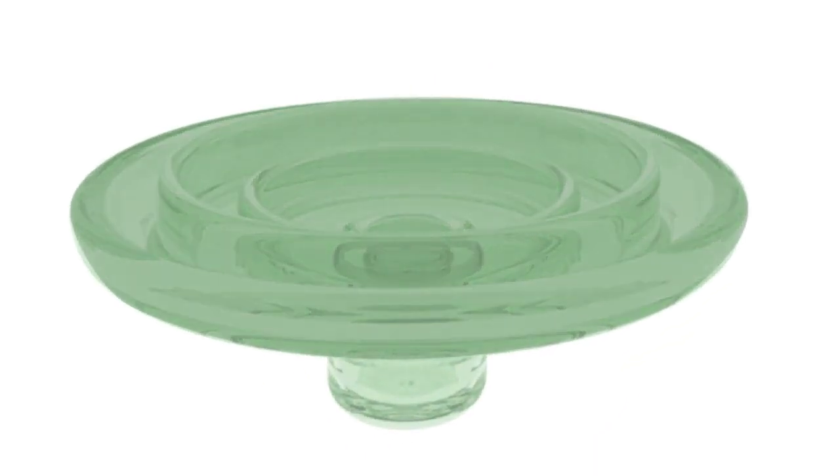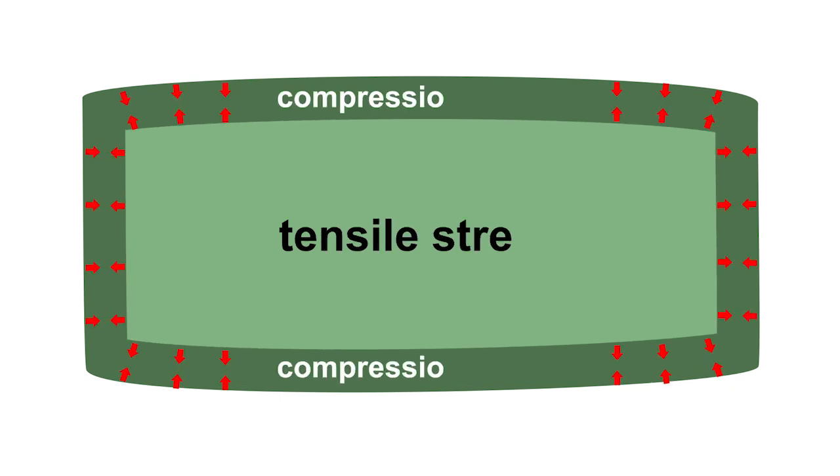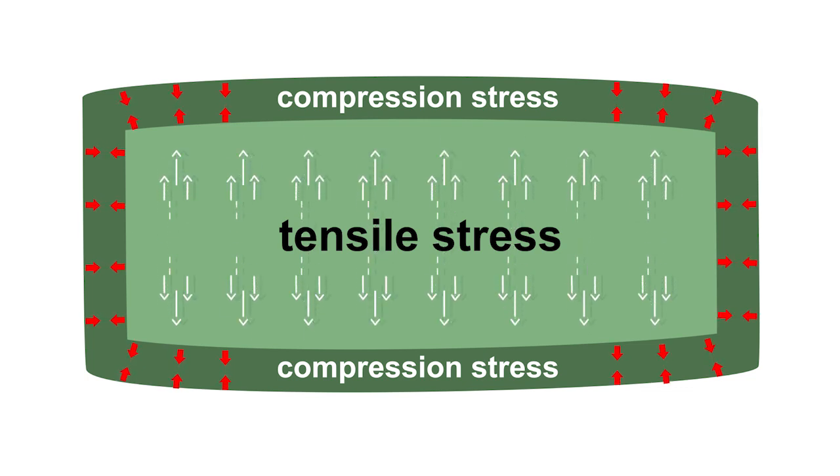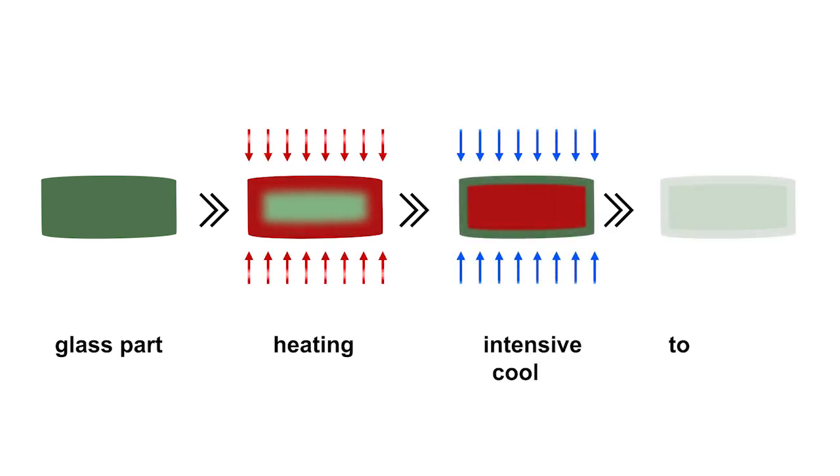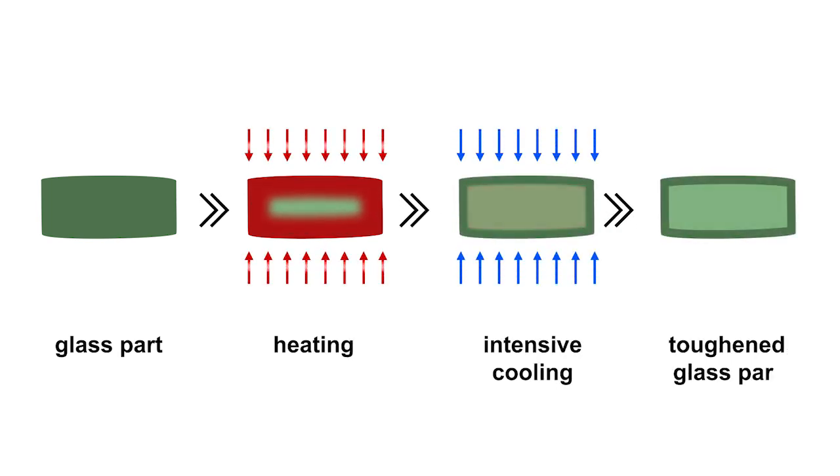Toughening is a process of intensive cooling of heated glass part. As a result, voltage balance is created, that is, tensile stress internally and compression stress externally. Let's take a look at the technological process of toughening. The toughening process consists of two stages.